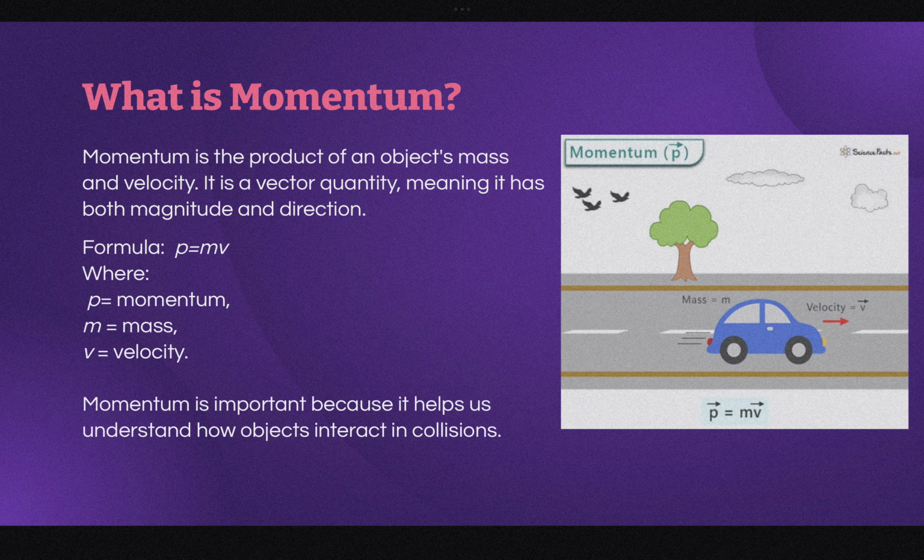Now, momentum. Momentum is the quantity of motion an object has. It's calculated as p equals mv, where m is the mass and v is the velocity. Momentum is a vector quantity, so it has both magnitude and direction. Here's something fascinating: momentum is what keeps planets in orbit, and it helps us design safe vehicles.